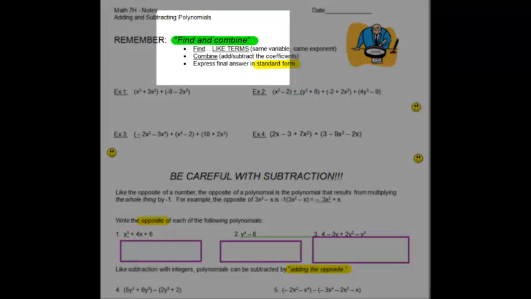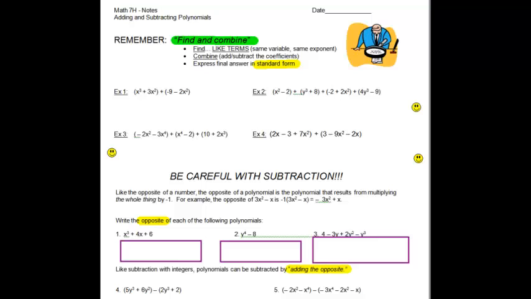One of the key phrases you can think about is "find and combine." So you're going to find the like terms, and we talked about that yesterday: the same variable with the same exponent. You combine their coefficients by adding or subtracting and express your final answer in standard form. Take a look at the first example.